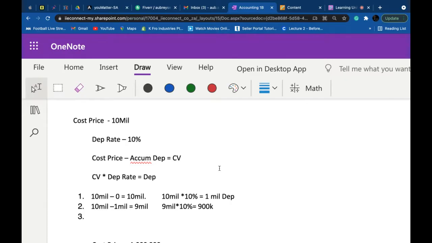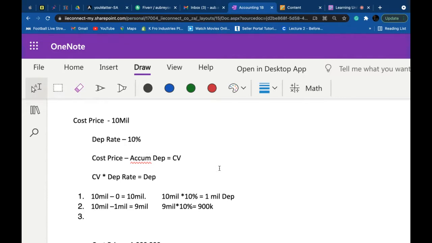So in this illustration, we have a cost price of 10 million. We have a depreciation rate of 10%. They've given us the rate this time. We don't have to calculate it. Then to calculate our depreciation under the reducing balance method, we know that we need to take cost price minus your accumulated depreciation to get your carrying value. Then we say carrying value times the depreciation rate to get the depreciation.